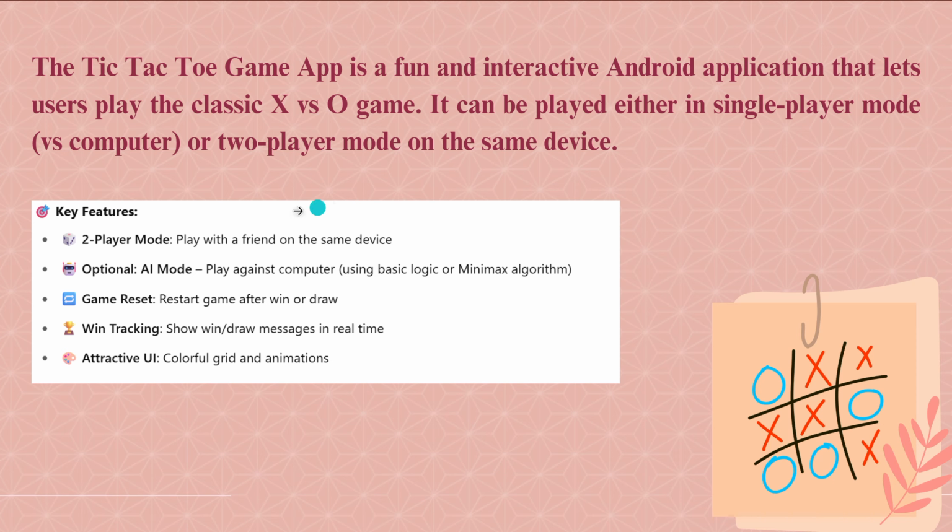Key features: two player mode, game reset, win tracking and attractive UI. You can implement these key features in your app. And if you are going to create these fantastic apps in your phone, it will be good for beginners. You have a long journey ahead in order to implement many more good projects.